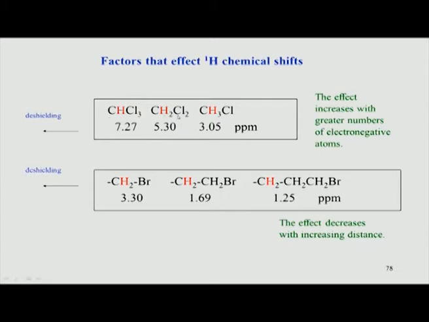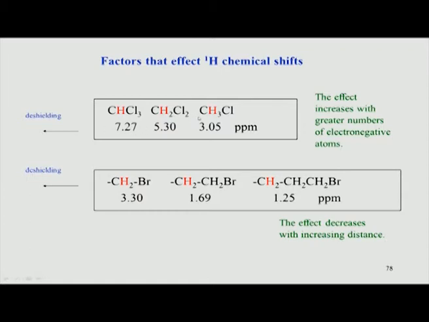Now, if I reduce the number of chlorine atoms and make it only 2 chlorine atoms, then there is a reduction in the inductive effect, because 1 chlorine atom has gone and has been replaced by hydrogen, which is not at all as electronegative as chlorine. So, by removing 1 chlorine atom, I have reduced the de-shielding effect, and therefore this hydrogen is now less de-shielded compared to the previous chloroform.